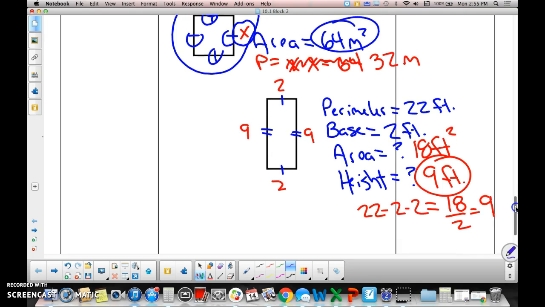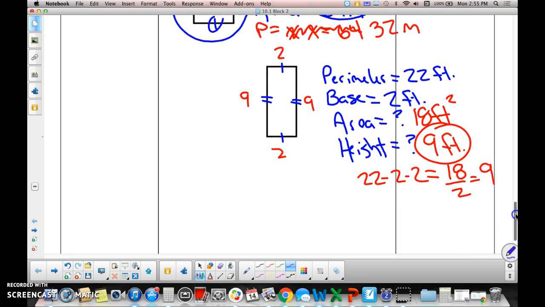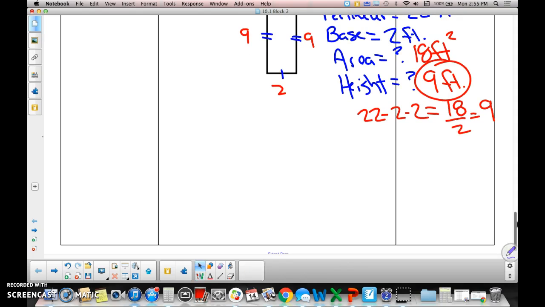Same thing here for the rectangle. We gave you perimeter, we gave you the base, you had to calculate the area and the height. Look through your notes, practice those, use your formulas, you're good to go.